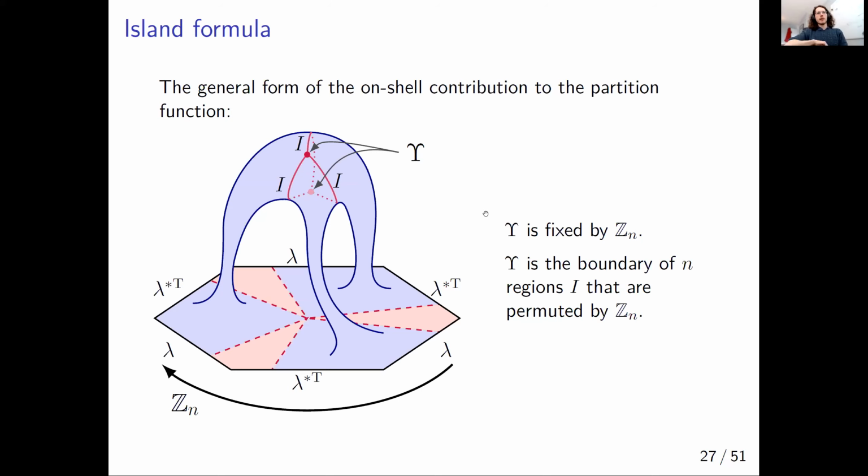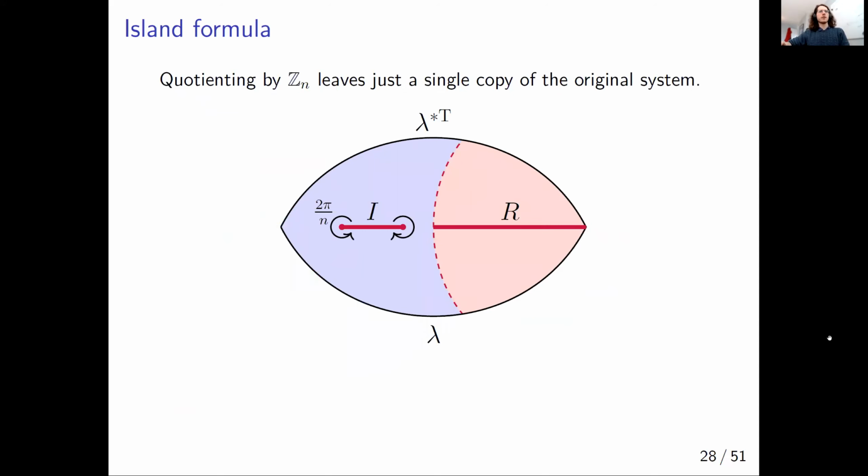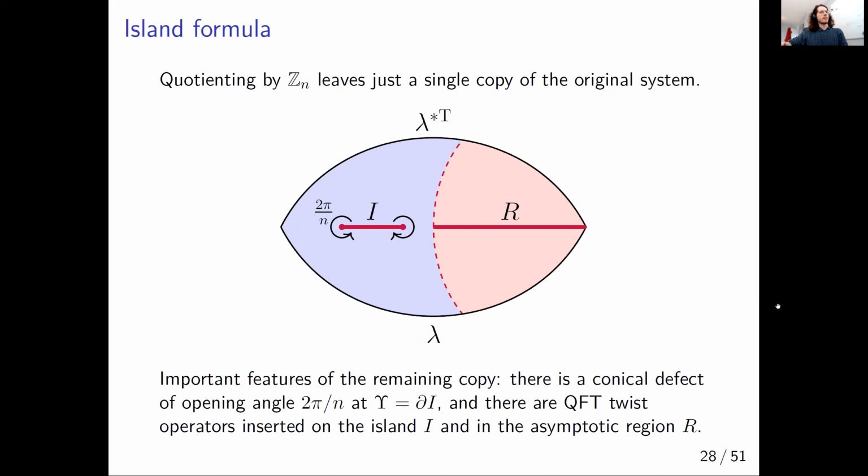So at this point, because we have this n-fold symmetry, we can quotient this configuration by the action of the replica symmetry. And what we end up with is just a single copy of the original system. So I've now drawn in R and the island I. And there are a couple of important features of this single copy. First, there'll be a conical defect at the boundary of the island. And second, we need to insert twist operators at I and R in the QFT that lives on this space.